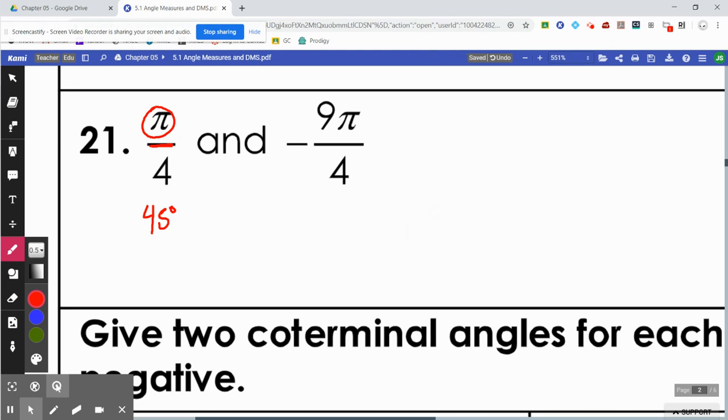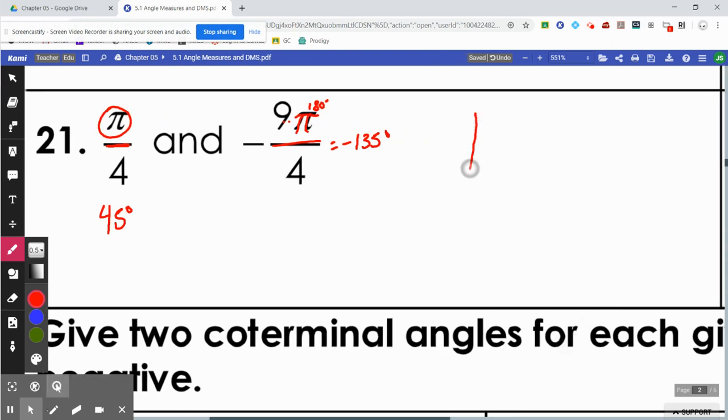9 pi divided by 4. Pi divided by 4, reduce that. That'd be 180 divided by 4, which is 45. 9 times 45 is a negative 135. So I'm dealing with 45 and negative 135. And let's see if those are coterminal.